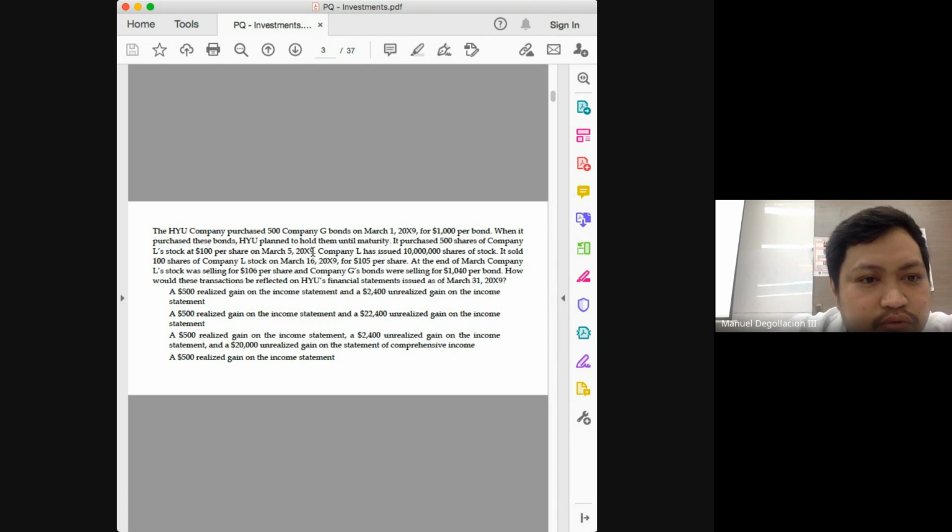We even sold it after a few days lang. Okay, so we can classify this as a trading security, class. Okay, and if it's a trading security, any realized gain, if you sell it, will be reported in the income statement. But aside from the realized gain, any changes in the fair value, which will give rise to unrealized gains or losses, would also be reported in your income statement.